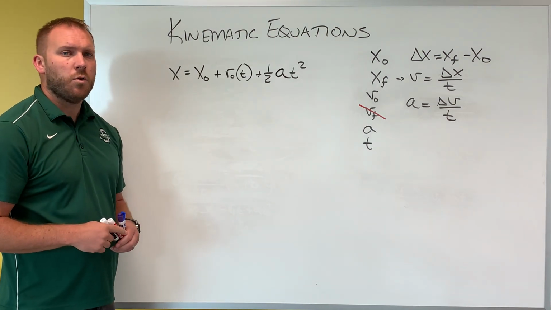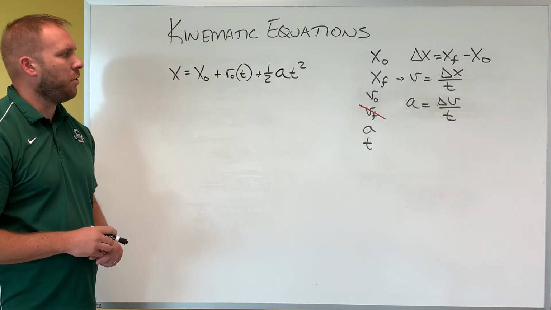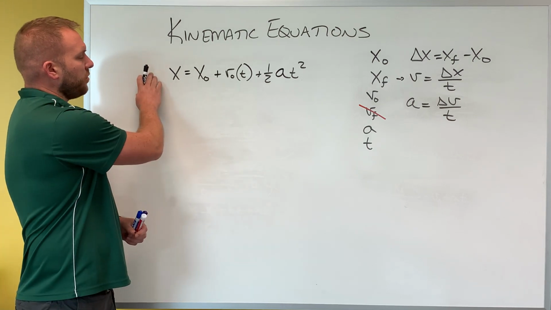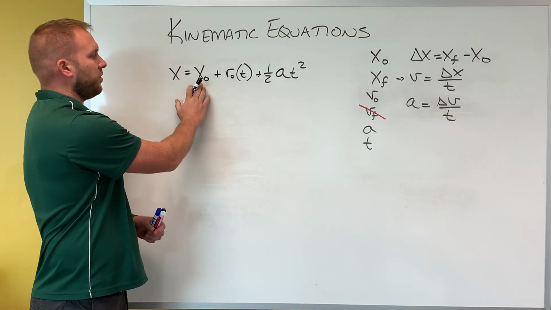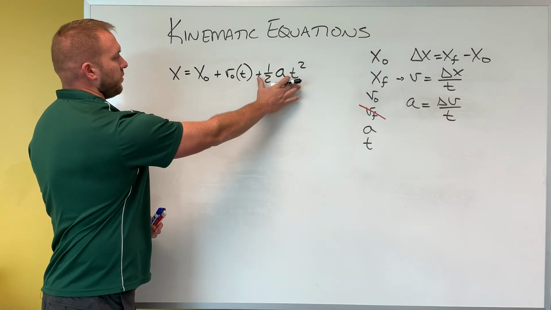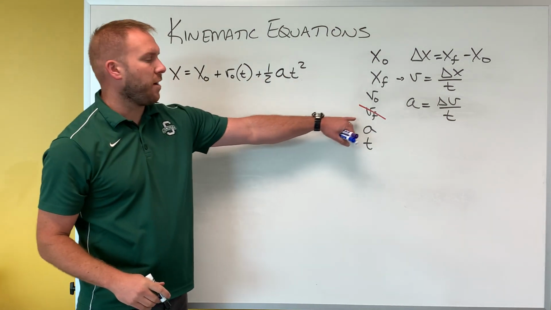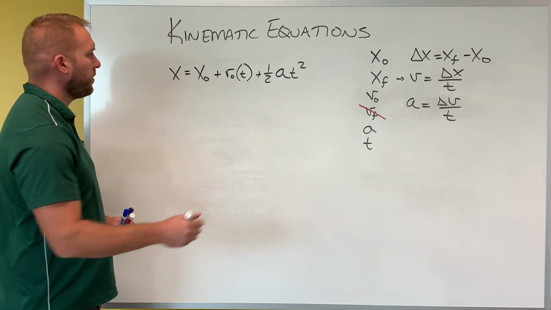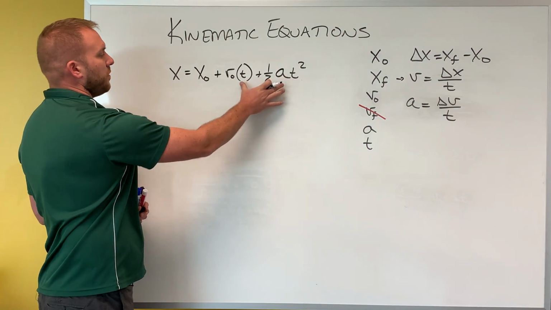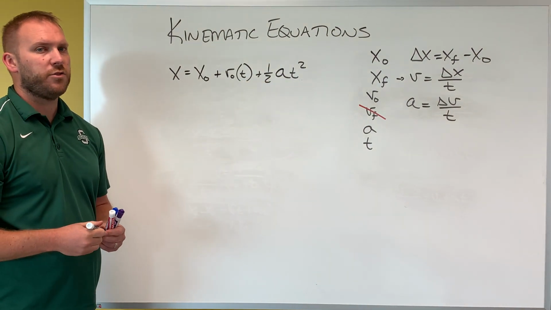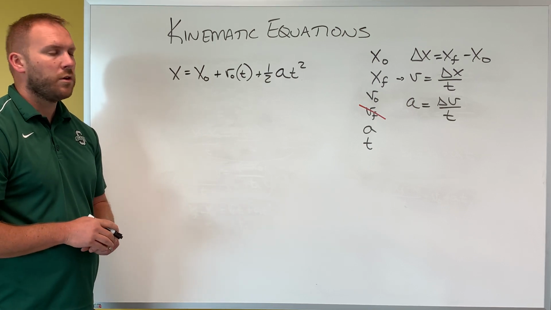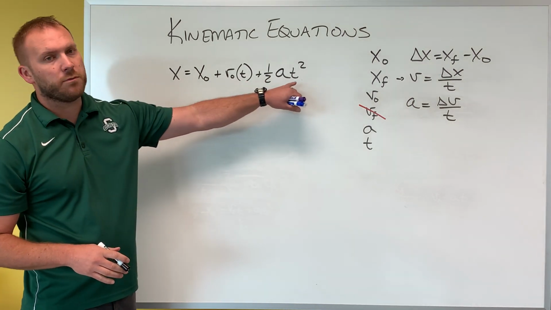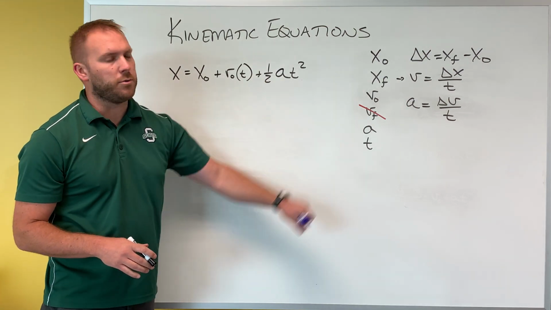In most problems though, we're going to have an acceleration in some form. So we can use this equation if we need to solve for final position, initial position, velocity, acceleration, or time if we don't have a final velocity. I will say it's hard to find time in this because we can form a quadratic equation. So there's typically another equation that we can use besides this one if we need to solve for time and we have all these other variables.